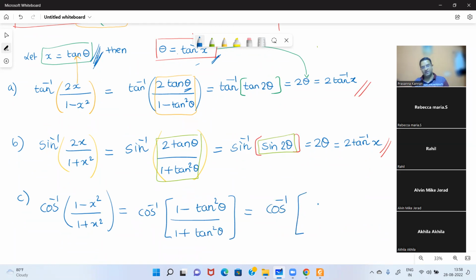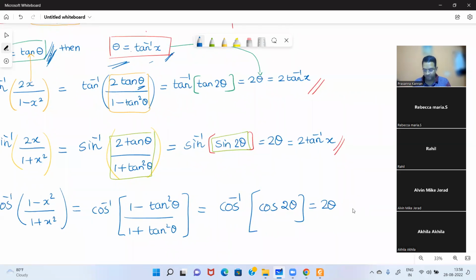What is 1 minus tan square theta by 1 plus tan square theta? Cos 2 theta. Look at the formula for cos 2 theta, what we derived. And what is cos inverse of cos 2 theta? 2 theta. But what is theta? Tan inverse x. Hence the proof. So this will be 2 tan inverse x.